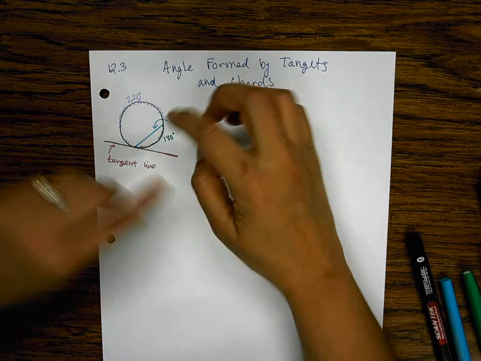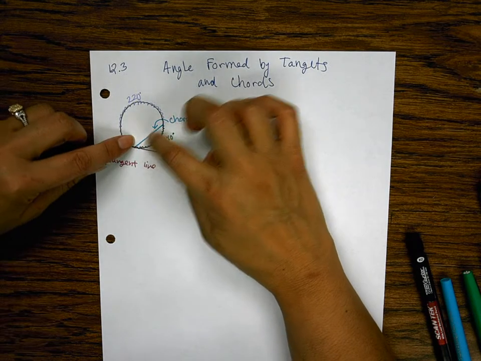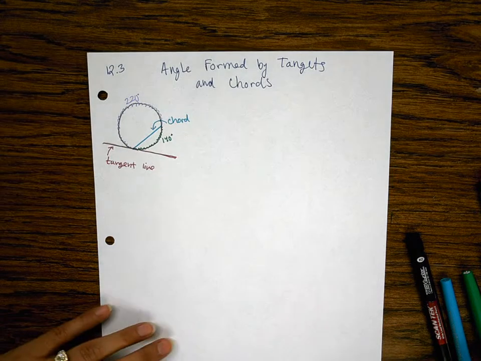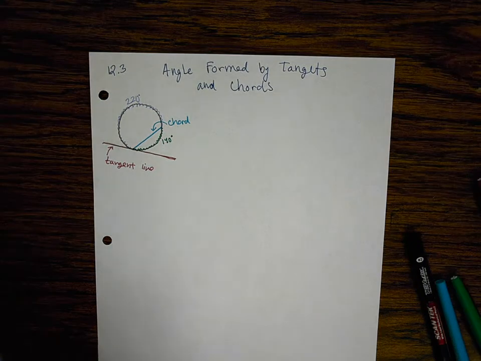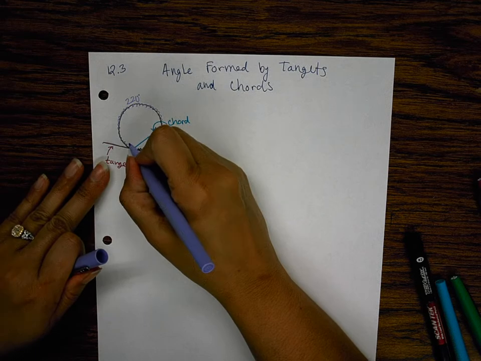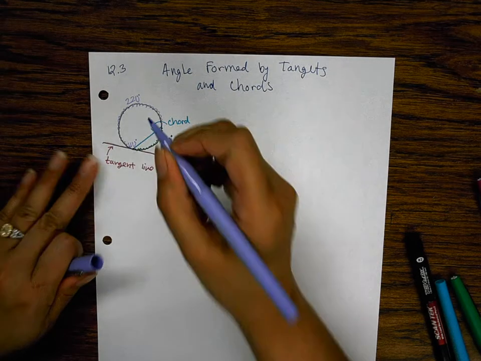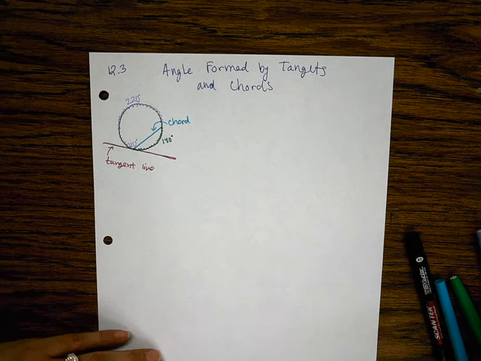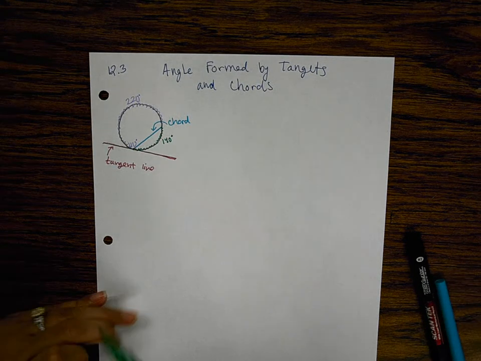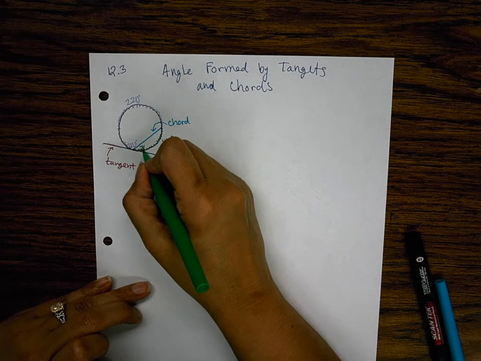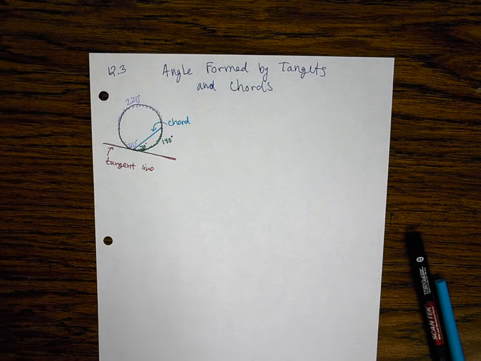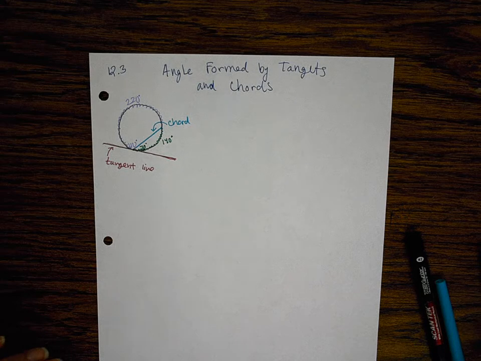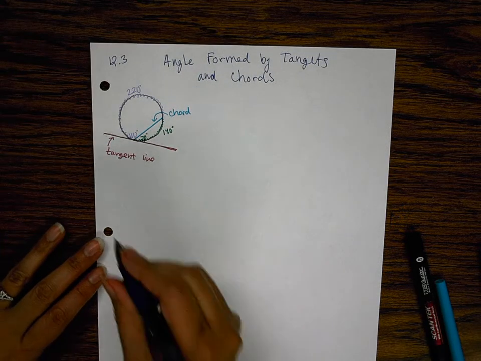Even though they're not two chords, it's a chord and a tangent, it still works the same way. So it's still half. Half of 220 is 110. So this angle in here is 110 degrees with the chord and the tangent. And this angle on the other side is 70 degrees. Okay? All right, let's try some examples.